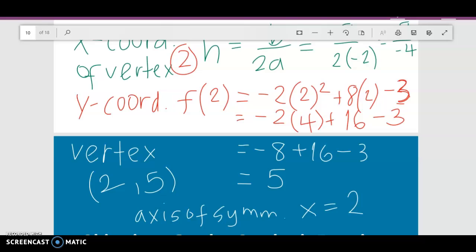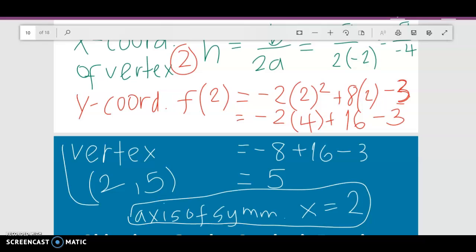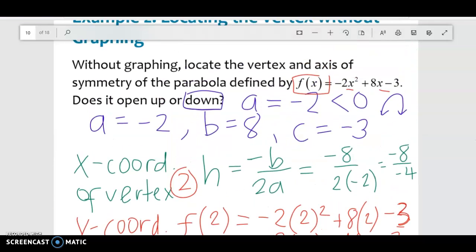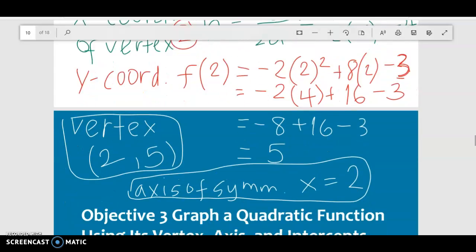Okay, so I think we answered everything we're supposed to. We've got our axis of symmetry. Okay, we've got our vertex. And we have whether it opens up or down. And again, it opened downward because of the negative a value. Okay, so that's example 2.